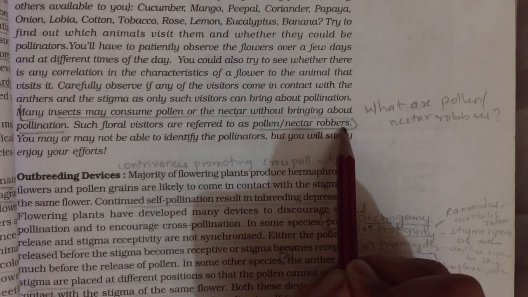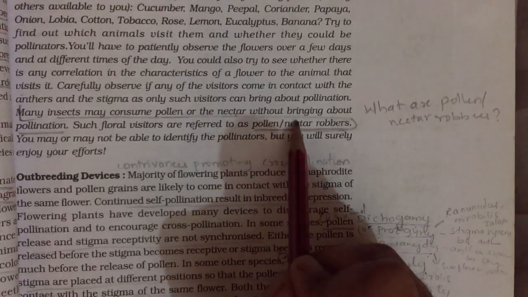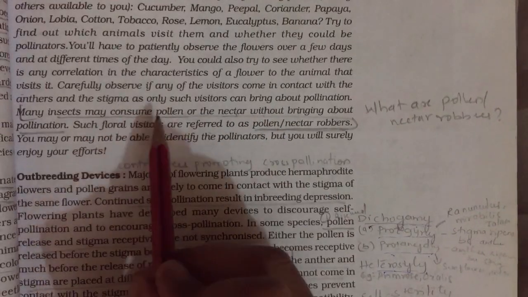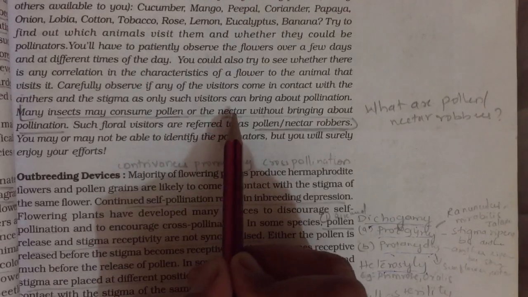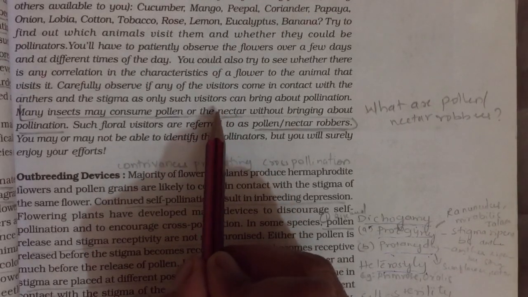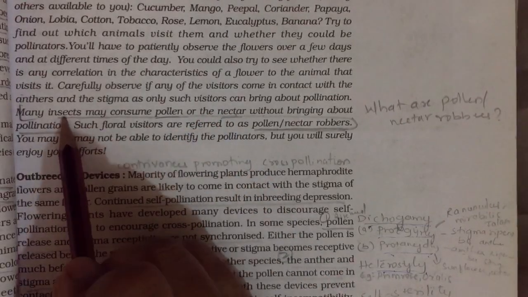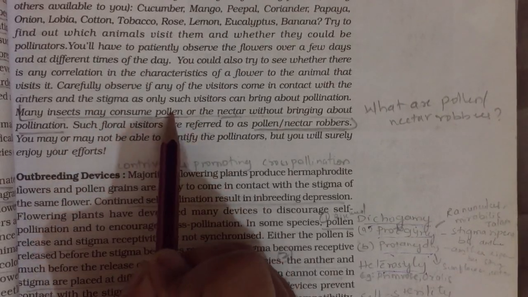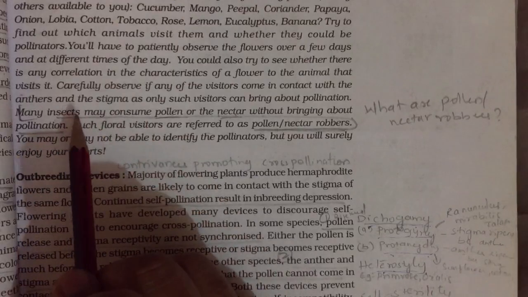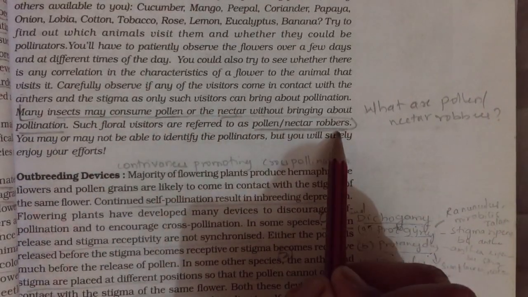We don't have robbers only among human beings, even among animals we have pollen or nectar robbers. Why are these plants providing these rewards, pollen or nectar? So that an insect or an animal can bring about pollination. But here some smart insects are there. These insects reach the flower, consume the nectar, get the pollen and consume the pollen, but they don't bring about pollination. That kind of visitor we call pollen or nectar robbers.